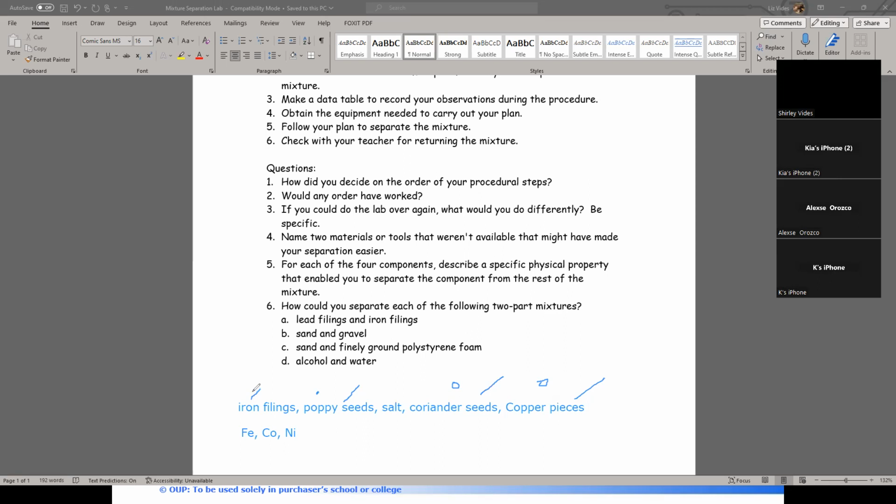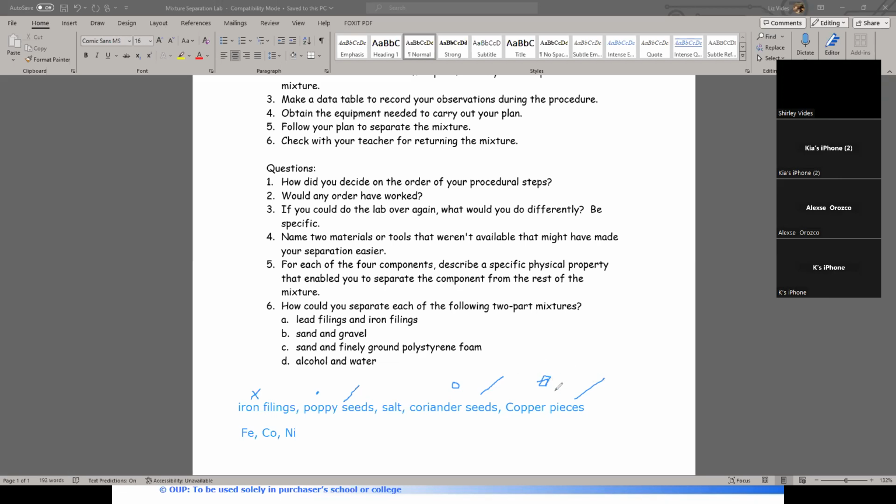So first we said iron, we were going to use a magnet. So we got that one. Now, the one thing we know is that coriander seeds are large. So if we use a sieve that has holes that are a little bit big, we could separate both the copper pieces and the coriander seeds out of there. The copper pieces are a little bit bigger, so let's say more like that.